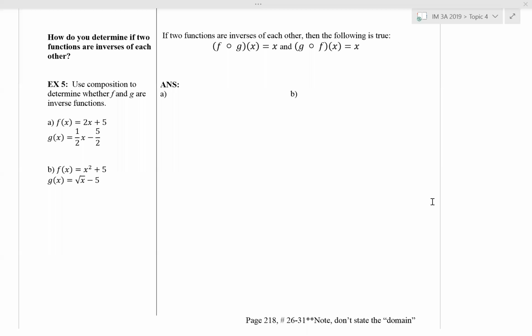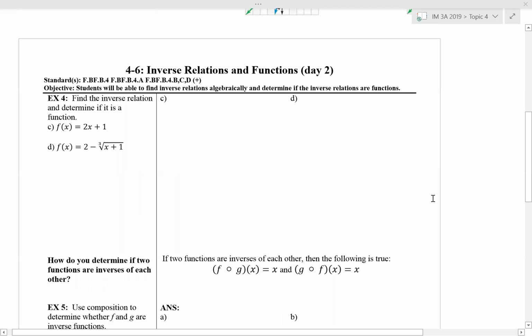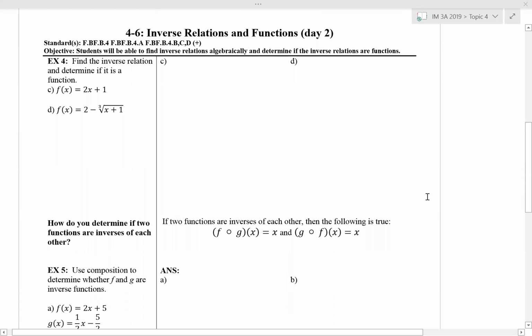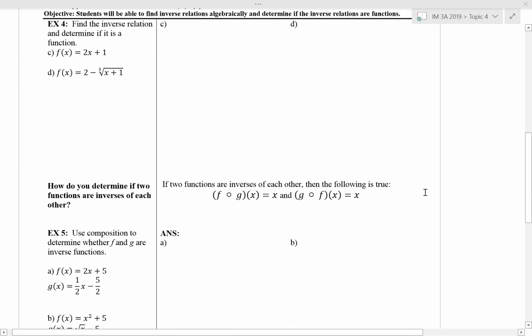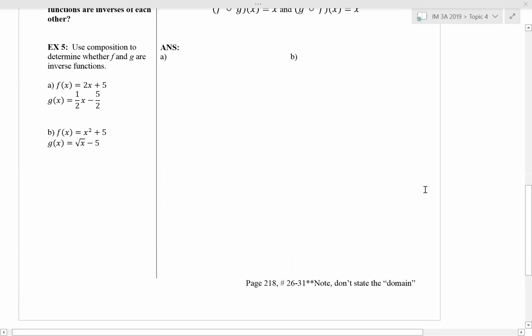Okay, so in this video, we're going to go over just example 5 in 4.6 day 2, which is inverse relations and functions. Example 4 is the same as examples 2 and 3, so you can go back and look at the video from day 1 for examples 2 and 3 if you have questions about those two problems.